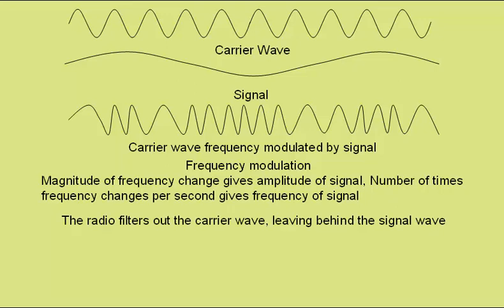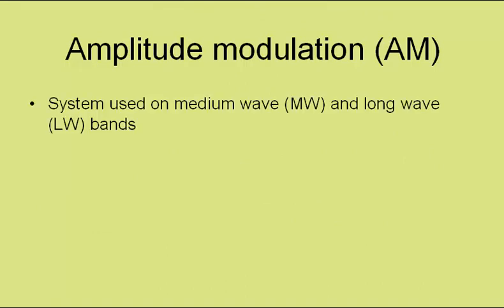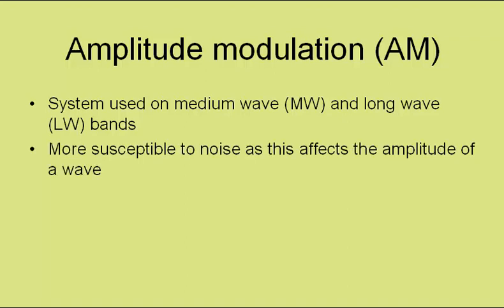The radio again filters out the carrier wave, leaving behind the signal wave. So again the radio will receive this, it will take out this, and it then can read the signal. Amplitude modulation, or AM, is the system used on the medium wave and long wave bands. You may have seen MW and LW on the dial of your radio. It is more susceptible to noise, as noise tends to affect the amplitude of a wave.